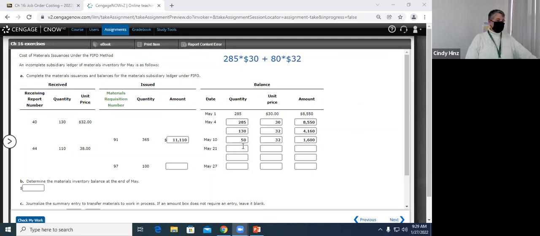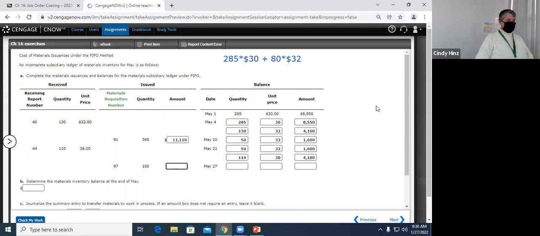So now we're down to only 50 units, and so we ask our purchasing people to order some more. So we still have those $32 units. And now, as of May 21st, we have another 110 units at $38. Prices are going up. And so as of May 21st, we have a total of 160 units on hand. The older ones have a $32 price tag and the newer ones are at $38.